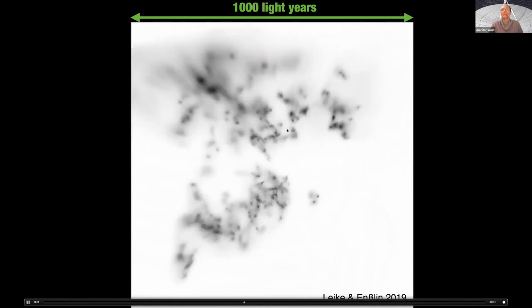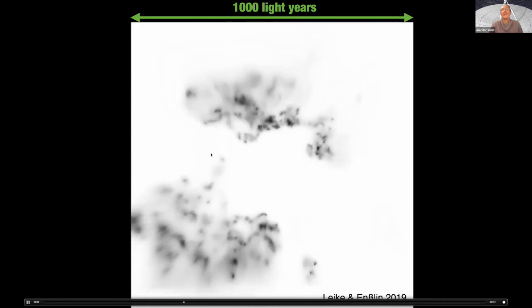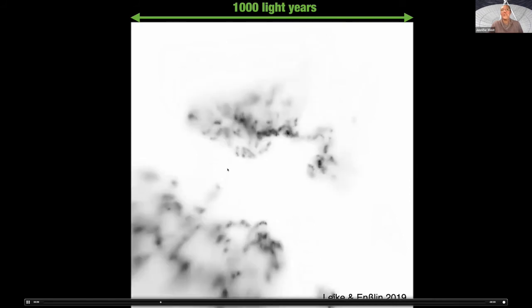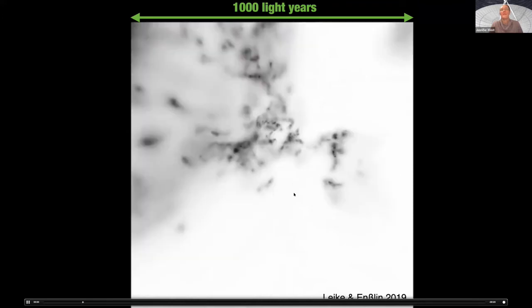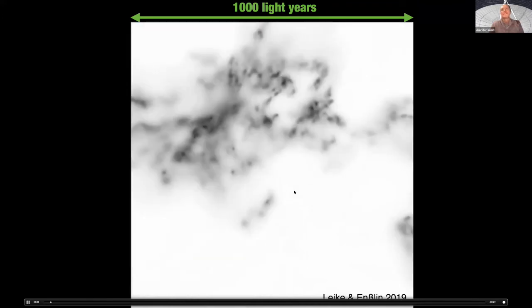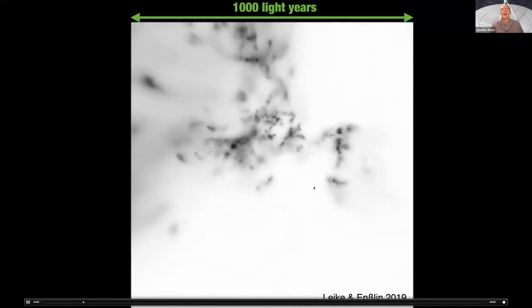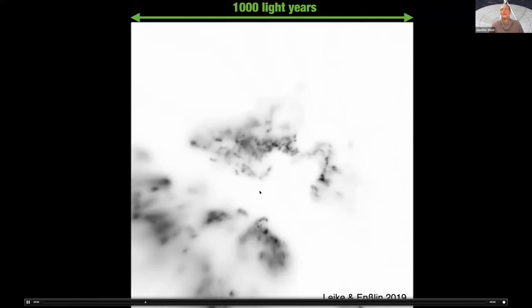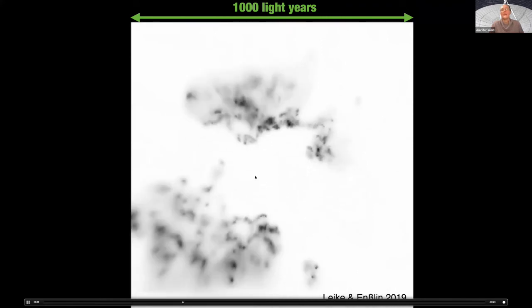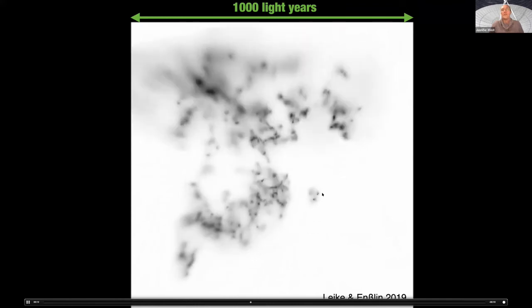And we are located right here in the middle of this blank region. This blank opening in the middle is something called the local bubble. I will show you another picture of that a little bit later. But this is where we're located. We're in the middle of this void, this blank region, and we have these big dust clouds surrounding us.